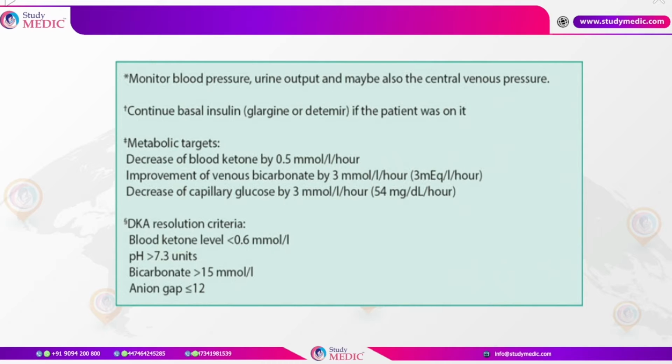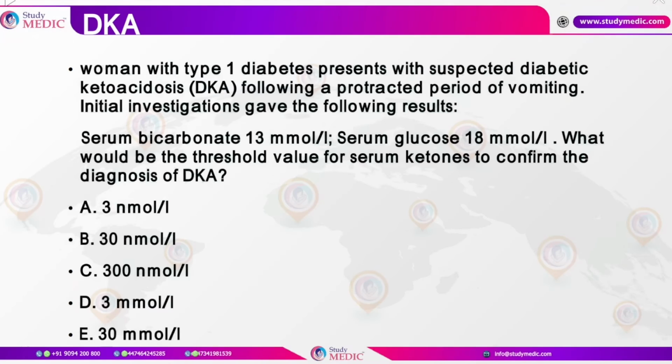Talking about resolution criteria: whenever the ketone level is less than 0.6 millimole per liter, pH is more than 7.3, the bicarb is more than 12 millimole per liter, and the anion gap is equal to or less than 12, then this is considered as the resolution criteria.